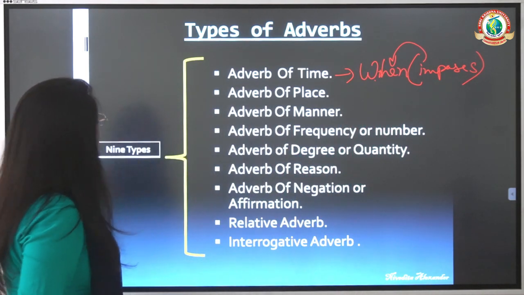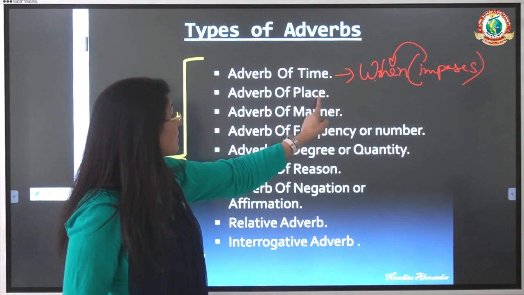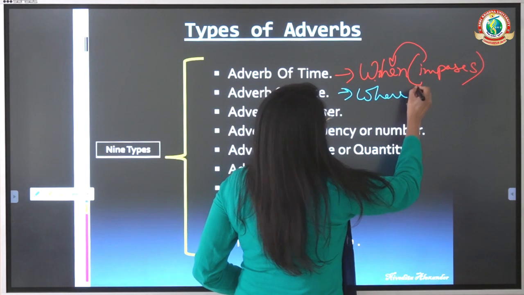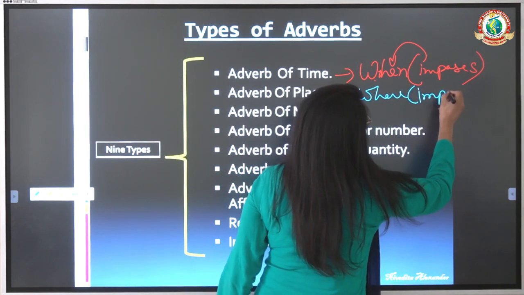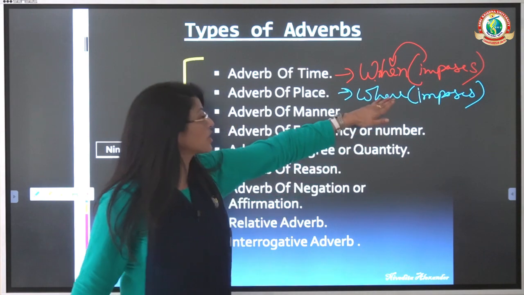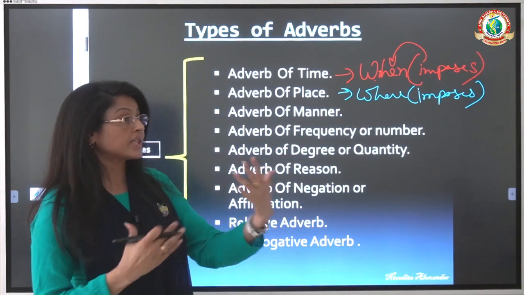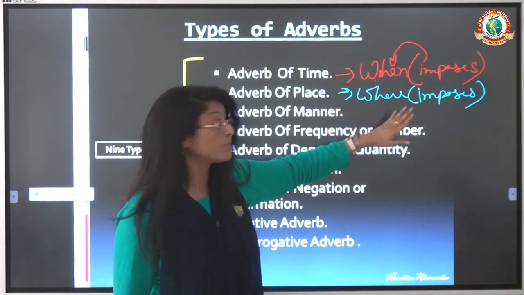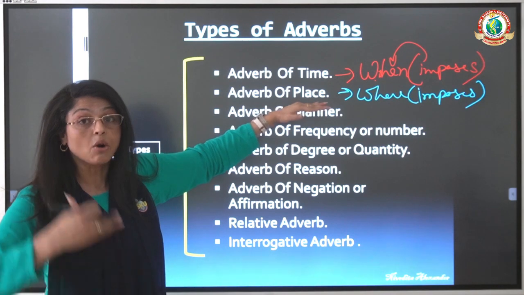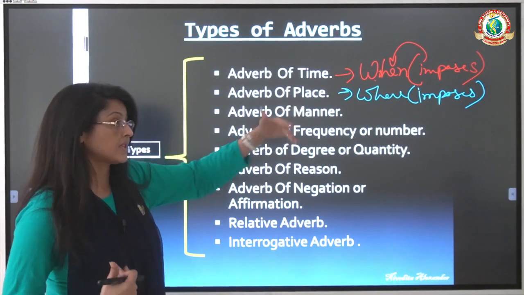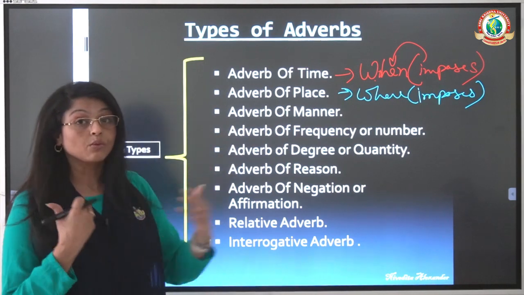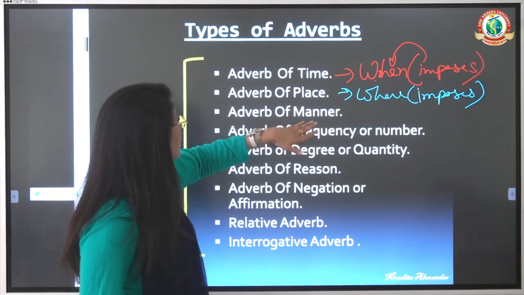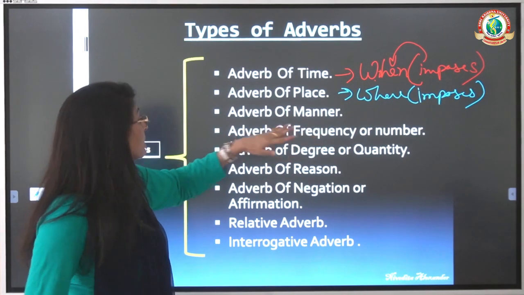Now, adverb of place imposes the question of where. It imposes the question where, meaning, where is the table kept? Above, below, beneath, underneath, all these types of words which come here are showing the place, on the table, under the table, at the shore. So these kinds of words which I just spoke are called adverbs of place. Okay, where, at which place anything is located.